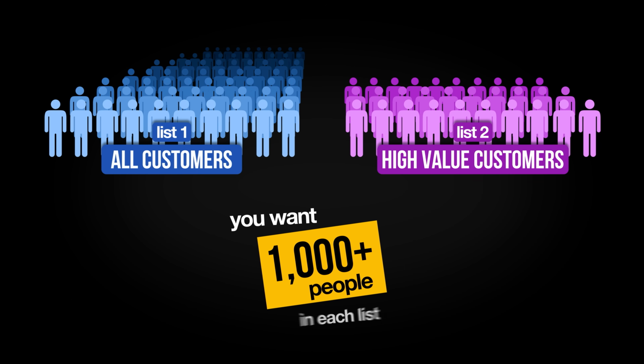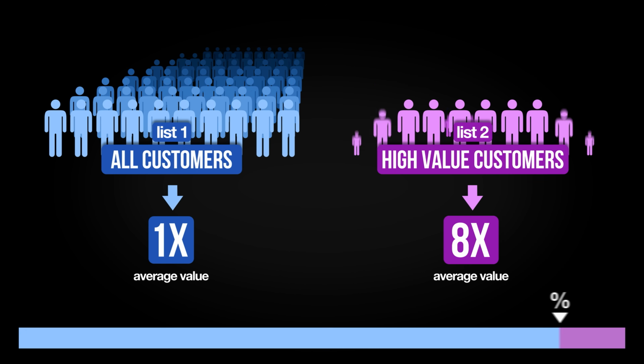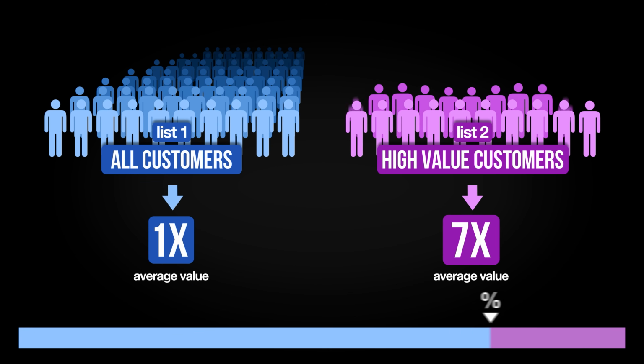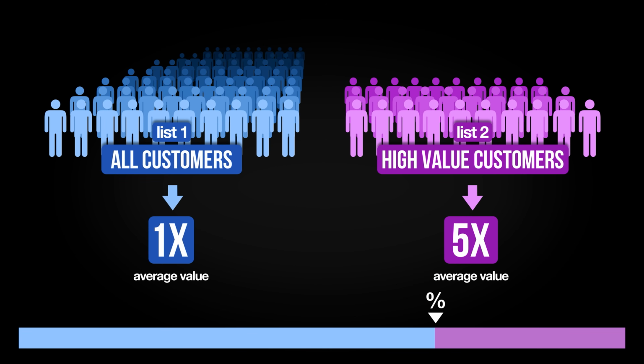So for Google to be able to do this properly, you want 1,000 plus people in each list. So don't make your high value customers such a small percentage of your existing customers that you can't get over that 1,000 number mark. Otherwise, Google won't be able to analyze the audience properly. They won't have enough data and it won't be able to work. So that again might mean that you need to decide, right, it's 5x the average customer value is what qualifies as high value. Kind of a bit of word salad there, but hopefully that's helpful and that makes sense.